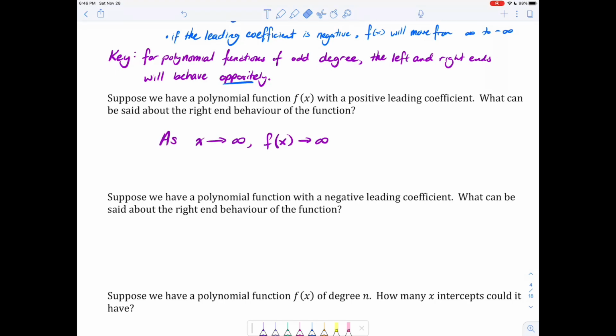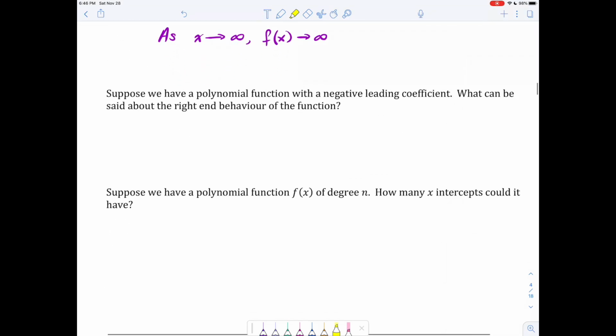As x approaches infinity, f of x approaches infinity as well. So if we have a positive leading coefficient, then on the right side of this function, we are going to be going up, up, up to infinity.